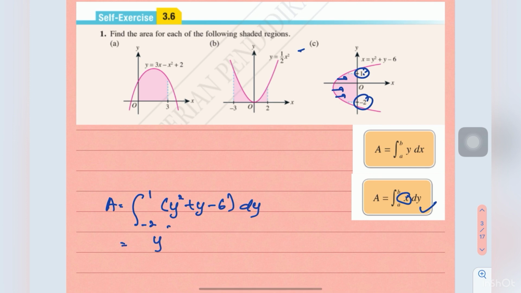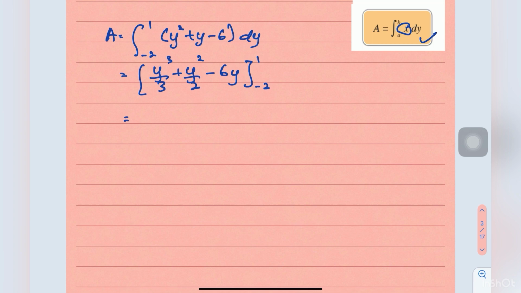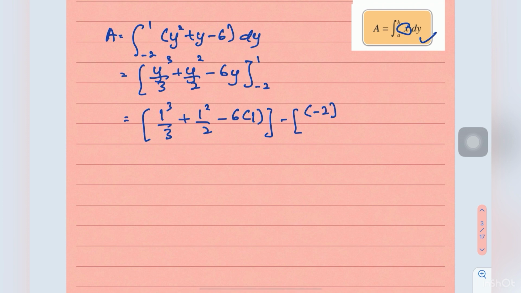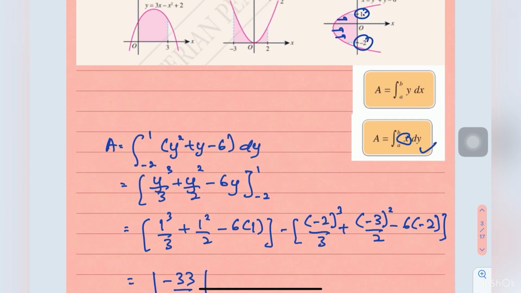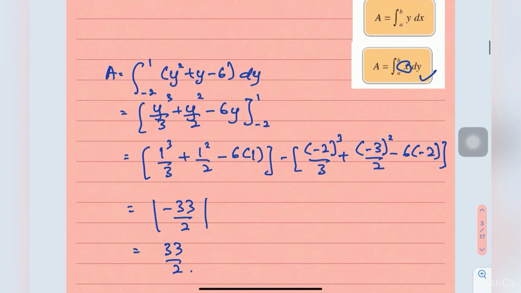Integrate: y cubed over 3 plus y squared over 2 minus 6y, from negative 2 to 1. Substitute the upper limit: 1 cubed over 3 plus 1 squared over 2 minus 6 times 1. Minus the lower limit: negative 2 cubed over 3 plus negative 2 squared over 2 minus 6 times negative 2. The final answer is negative 33 over 2. But this is an area, so we make it positive, 33 over 2. It is negative because the shaded region is on the left side of the y-axis. Area is always positive.